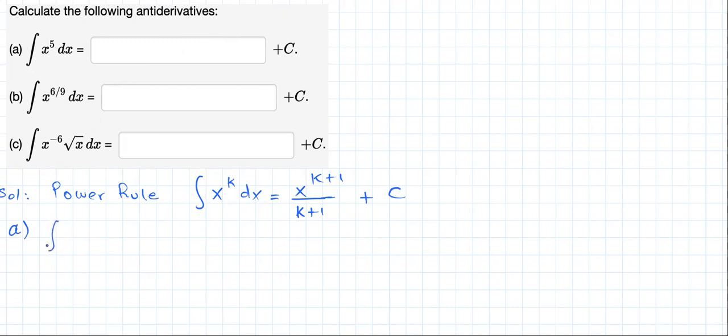For a, I need to integrate, or take the antiderivative of, x to the fifth power. So for k equal 5, using my power rule, this will be simply equal to x raised to 5 plus 1 over 5 plus 1 plus a constant, right? And this is just x to the 6 over 6 plus a constant. Done with a. Let's go ahead with b.